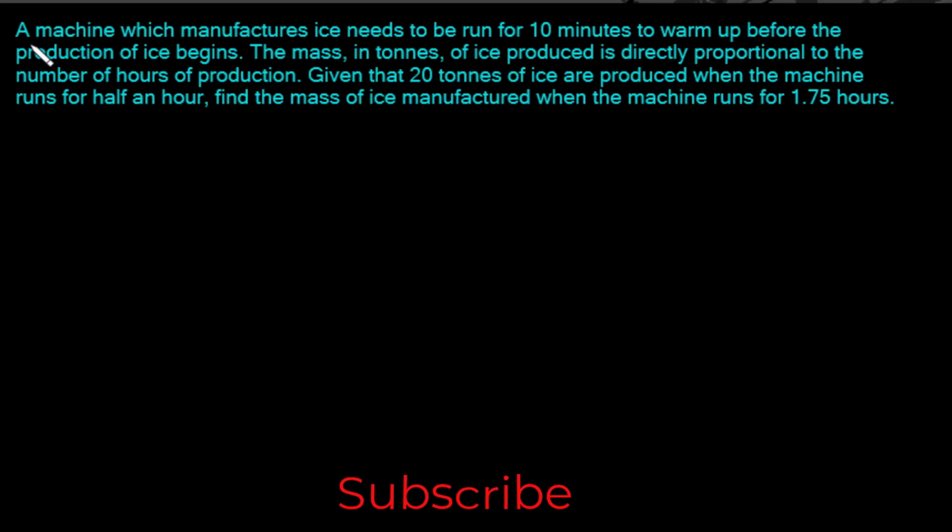In this question, a machine which manufactures ice needs to be run for 10 minutes to warm up before the production of ice begins. The mass in tons of ice produced is directly proportional to the number of hours of production. Given that 20 tons of ice are produced when the machine runs for half an hour, find the mass of ice manufactured when the machine runs for 1.75 hours.